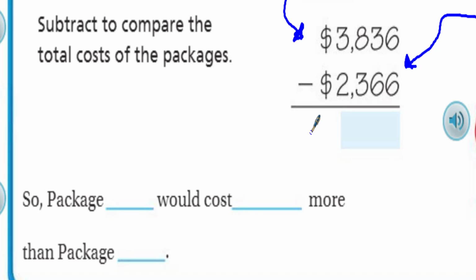Now, we have to subtract because we're trying to find out which plan costs more. Well, we already know which plan costs more. Yeah, package A costs more. Okay, and so now we're going to subtract and get the difference. 6 minus 6 we can do, so that's 0. You can't take 6 from 3. You can't do it. So he's going to have to go to his neighbor.